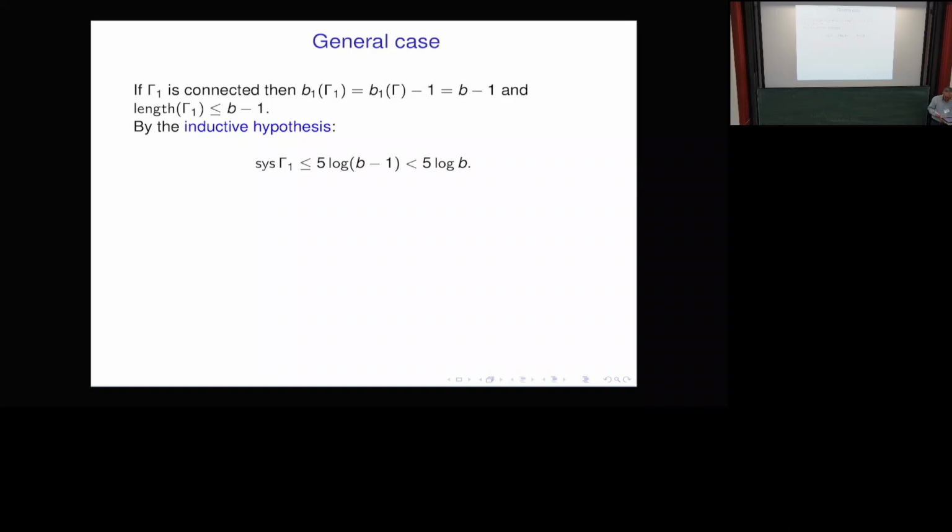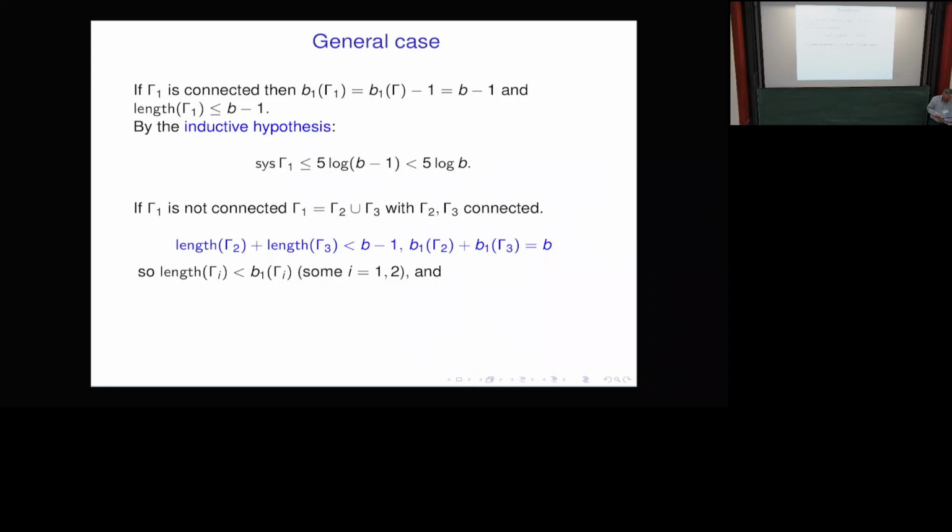So gamma 1 is fine. So I do induction on B, right? And if gamma 1 is not connected, then I get two graphs, and gamma 2, gamma 3 are connected. And now the lengths of this, well, the sum of the length before it was B, now is less than B minus 1. And the sum of the Betti numbers is B, of course, because this was on the maximal tree.